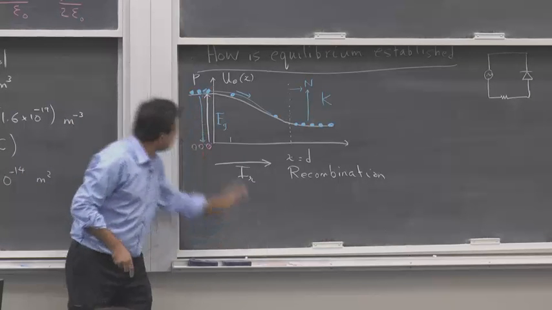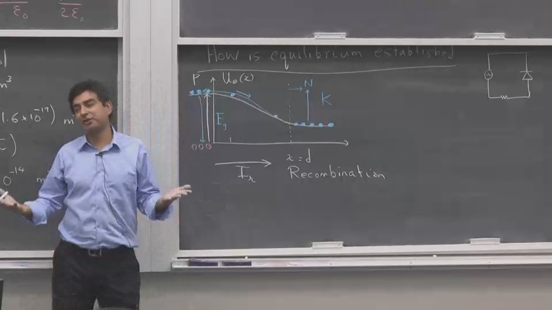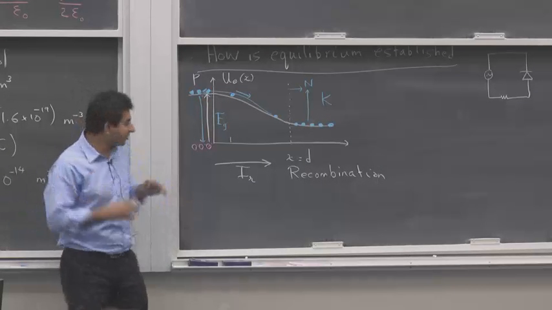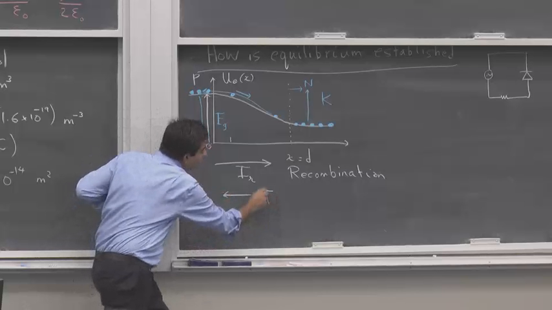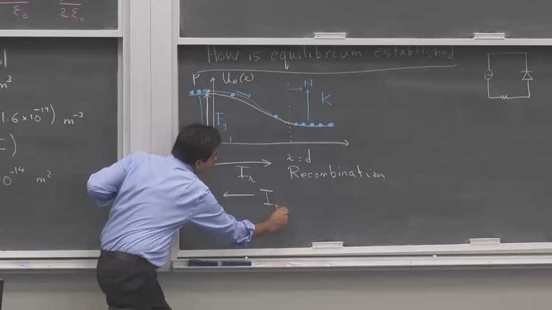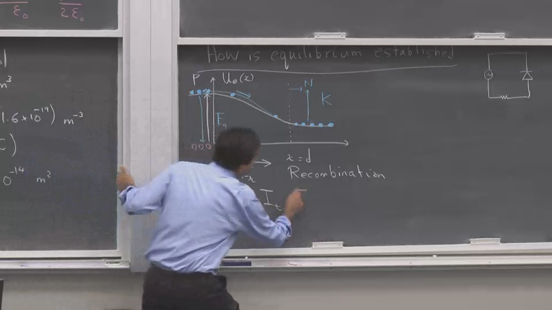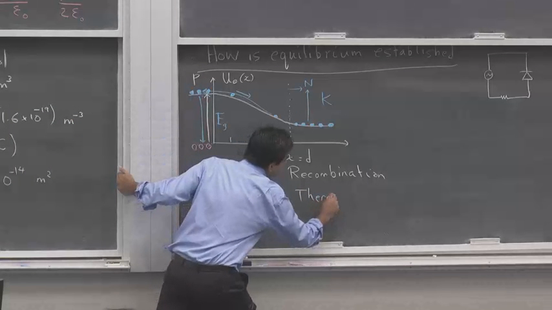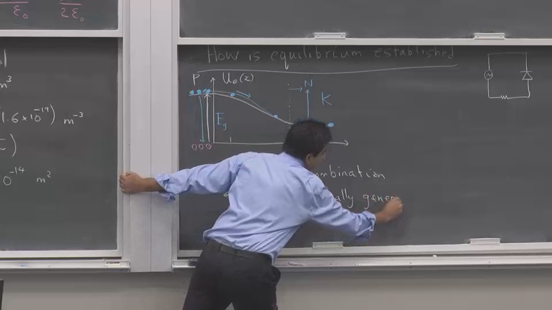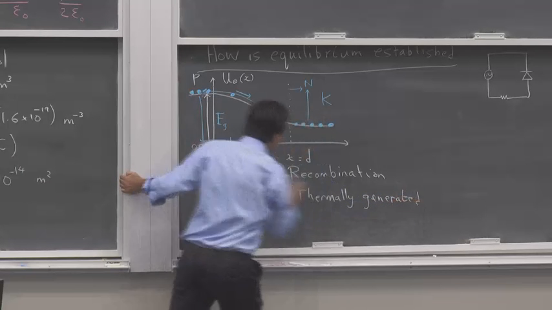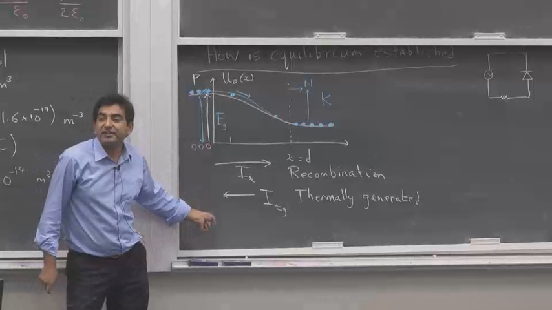However, if electrons flowed from the p-type to the n-type, they will also constitute a current. And the conventional direction of this current is in the opposite direction. And this current is called the thermally generated current, I_TG, the thermal current. So there's a recombination current and there's a thermally generated current. Why is the thermally generated current smaller?